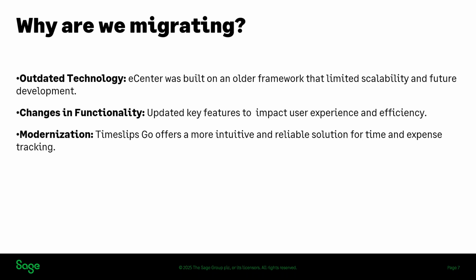I do see a question of what if you're using Timeslips Premium and not eCenter? If you're not currently using eCenter, and you would like to sign up for Go, you do have the option of getting started with Go without utilizing the eCenter first. If you're fresh and new, you'll automatically go on Go and you'll get information as far as activating, and you can do that with your account manager as well.